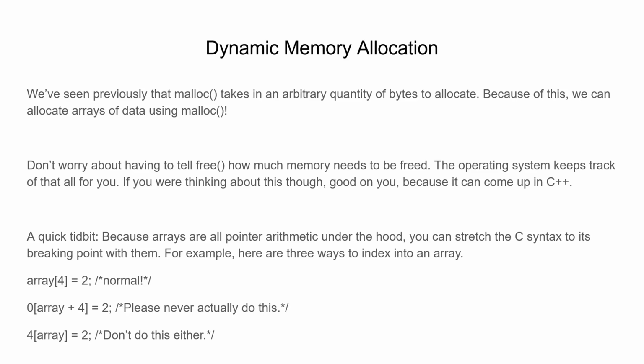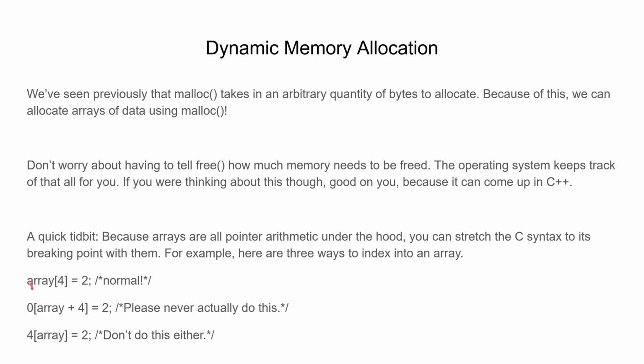And because I couldn't find another place to squeeze this in, but this is a really fun fact to me, because arrays are all pointer arithmetic under the hood, you can make C do some really weird things with them. For example, there are 3 ways here to index into an array. You can have array sub 4 equals 2.